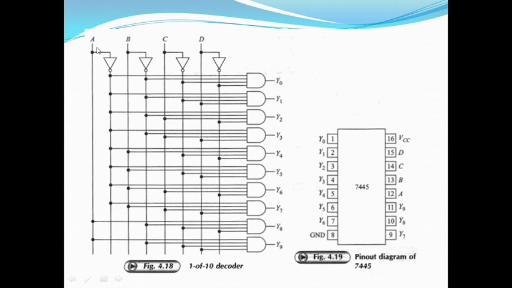For A equal to 0, B equal to 0, C equal to 0, and D equal to 0, A bar, B bar, C bar, and D bar are going to be high. Then the output of this AND gate is going to be high. That means Y0 is going to be high. All other outputs remain in the low state.